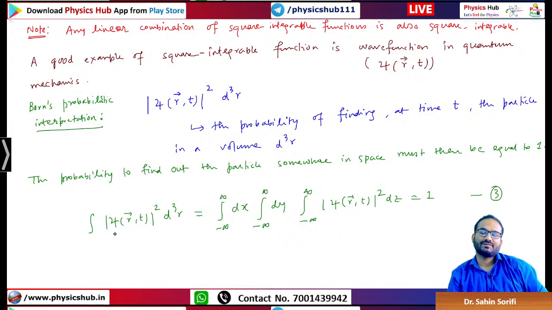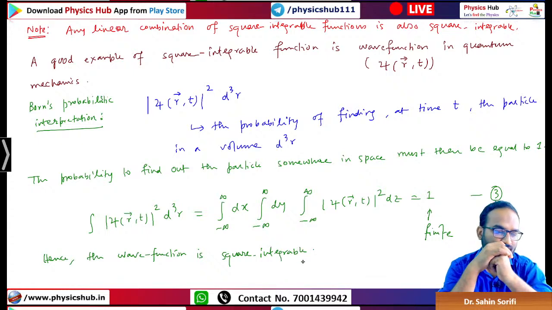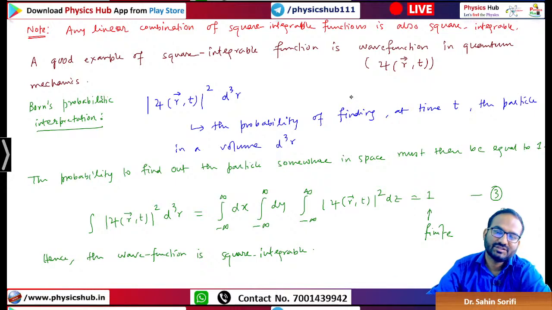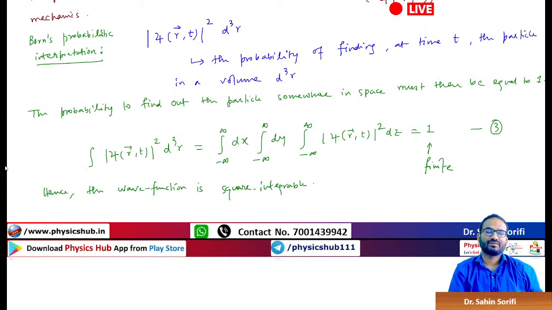So you see, the value of this integration is 1. It means it is finite. So what can you conclude? We can conclude that the wave function is square integrable. And the wave functions which are square integrable follow the normalization condition. This is also a very good interpretation.